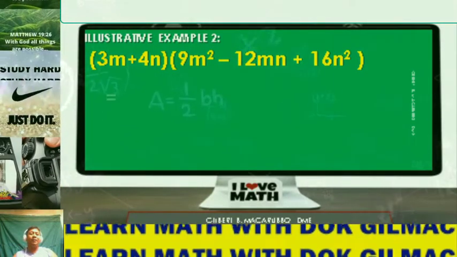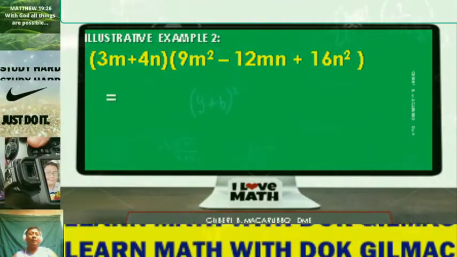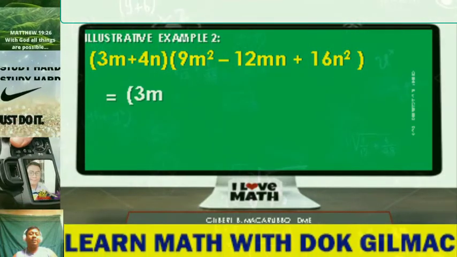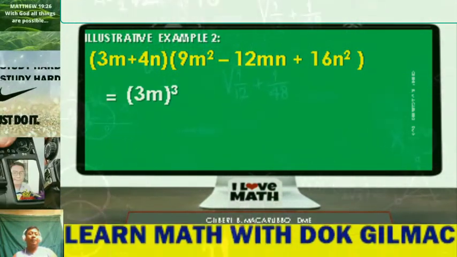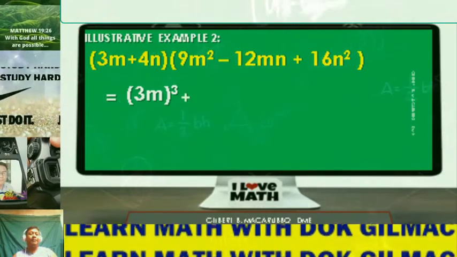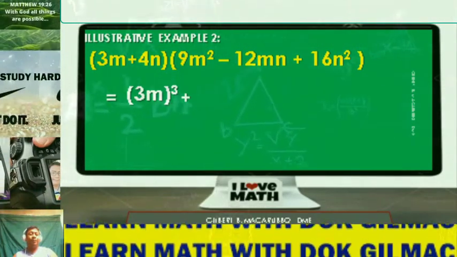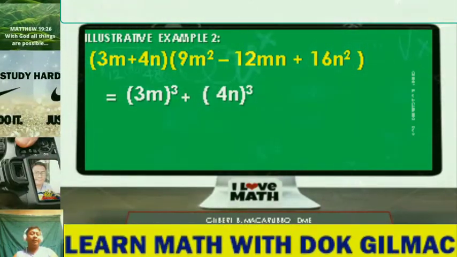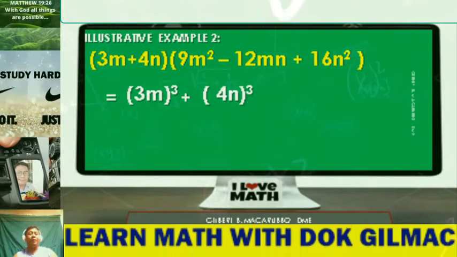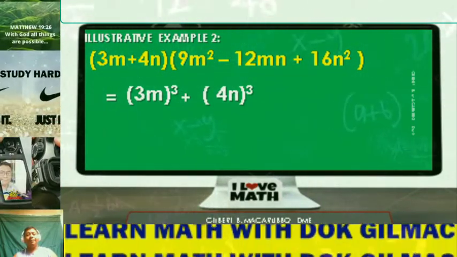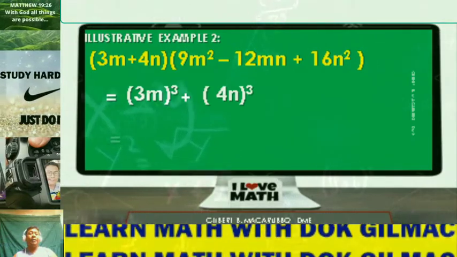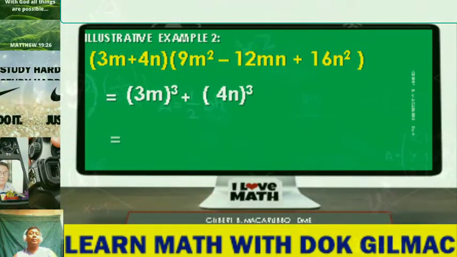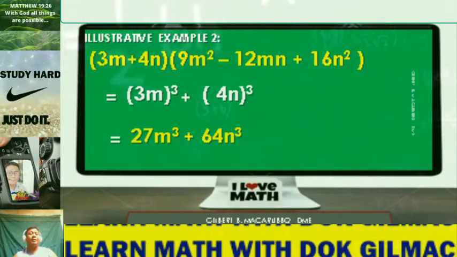Therefore, this is just equal to the cube of the first term of the binomial, which is 3m, plus the cube of the second term, which is 4n. This is just equal to 27m cubed plus 64n cubed.